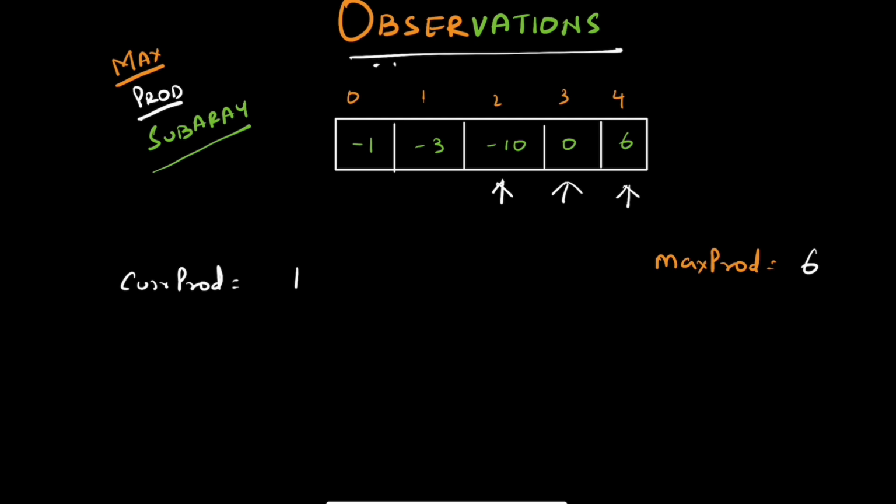At index 2, the element is minus 10. So 1 into minus 10 will result in minus 10. So we'll update 1 to minus 10, right? And check whether minus 10 is greater than 6. No. So we'll not update our max prod.